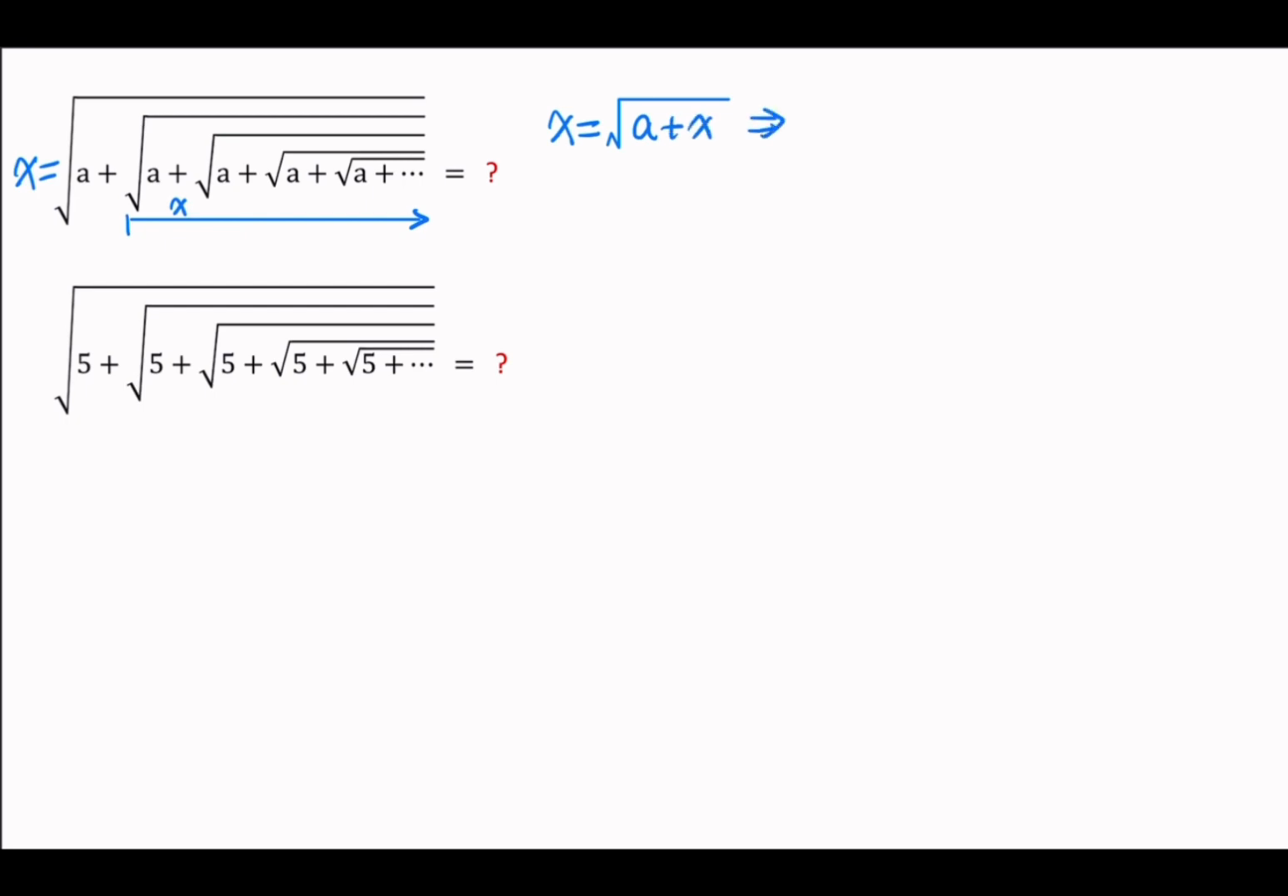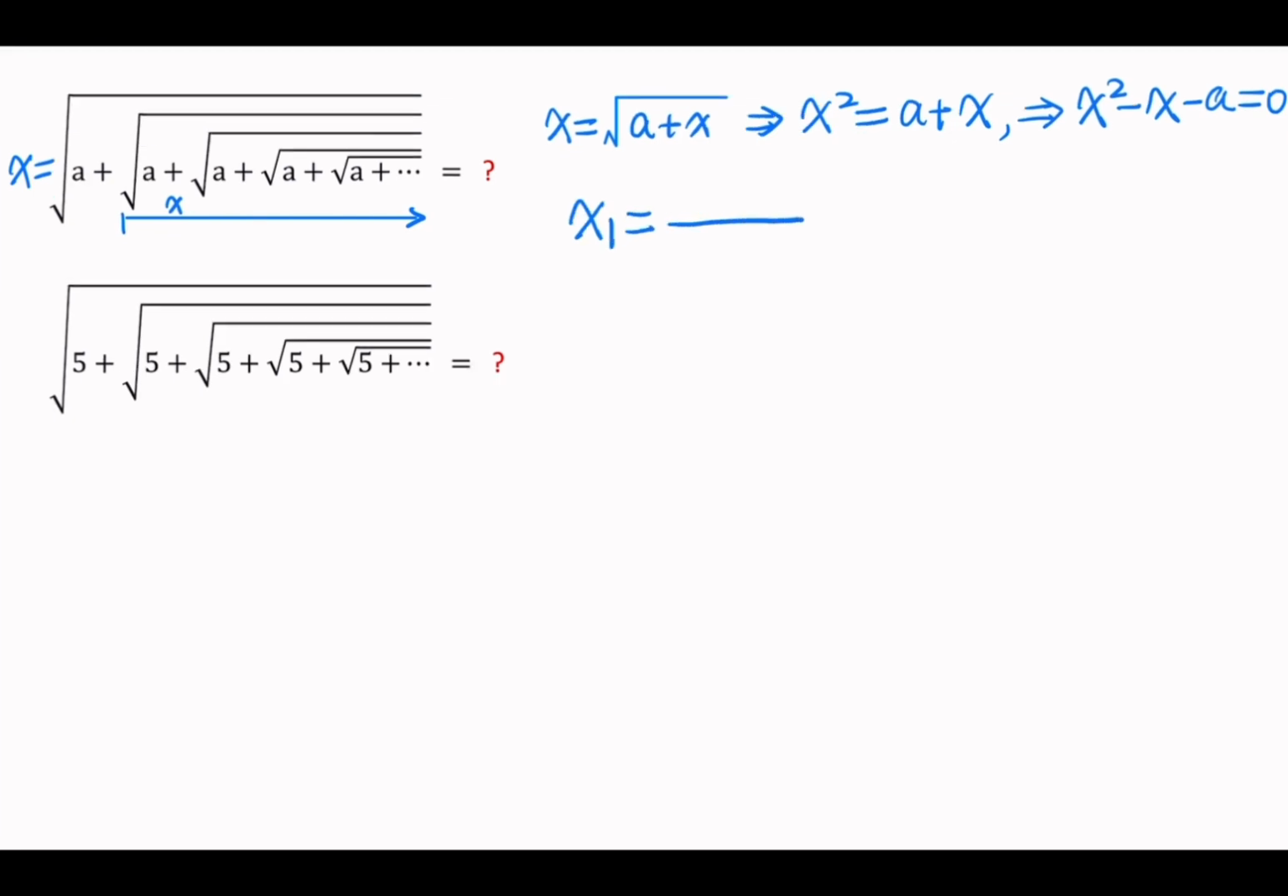If we square both sides, we get x squared equals a plus x. That is x squared minus x minus a equals 0. This equation has two roots. X1 equals 1 plus square root 4a plus 1 over 2. X2 equals 1 minus square root 4a plus 1 over 2.